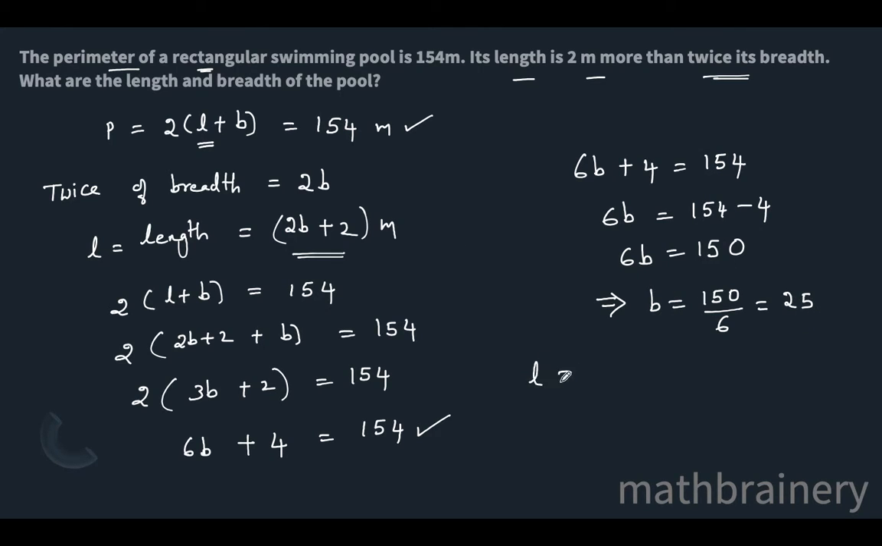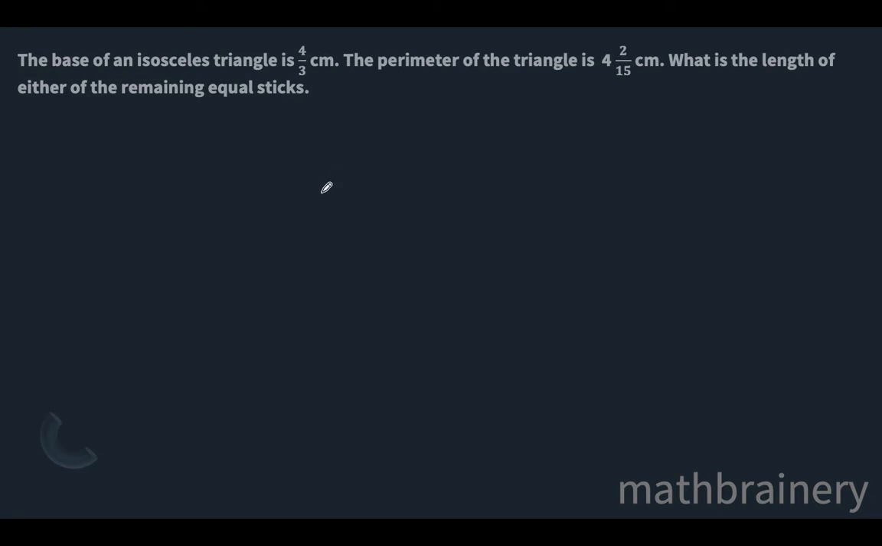Then what should be the length? Length is 2b plus 2. Okay. 2 times b, that is 2 times 25, is 50. 50 plus 2 is 52 meters. So the required dimensions, that is, length of the pool is 52 meters and breadth of the pool is 25 meters. Let's look at the next question.